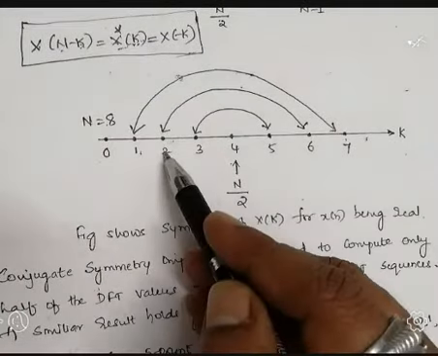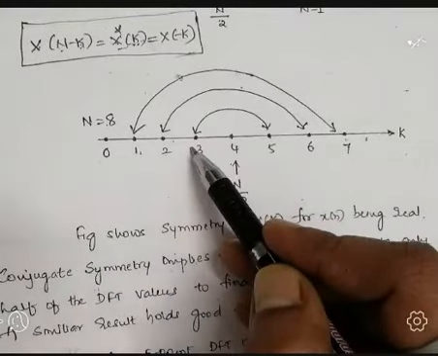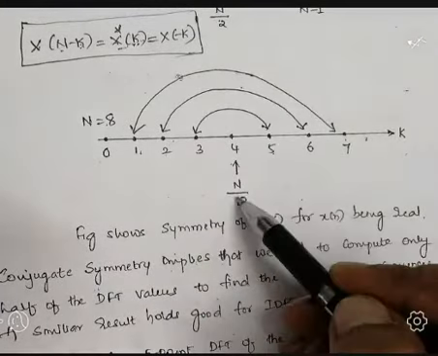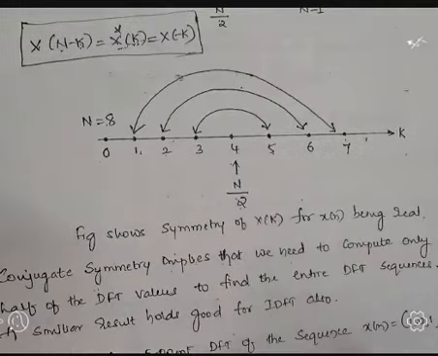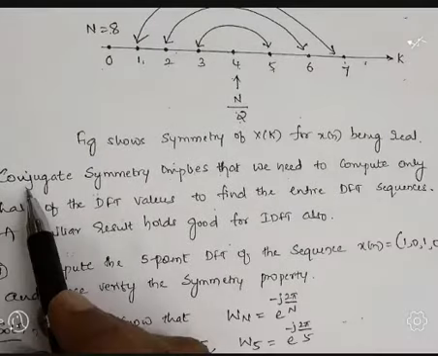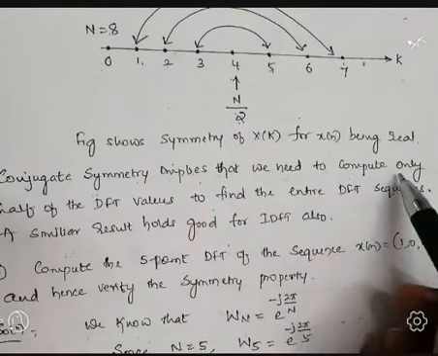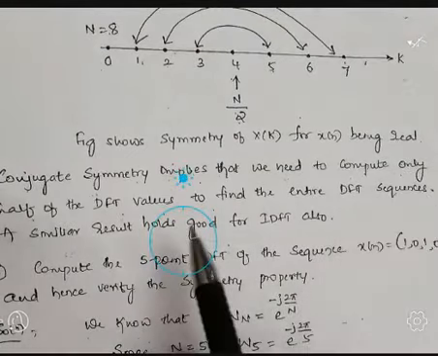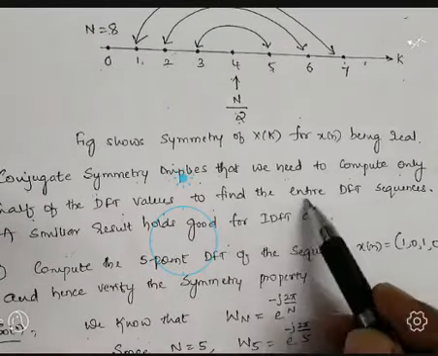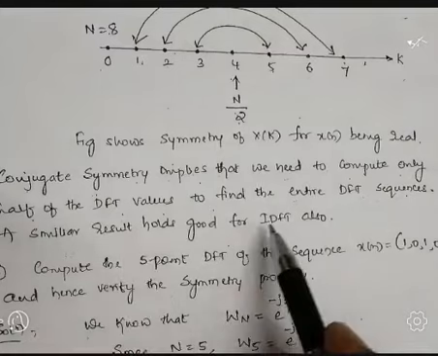The complex conjugate of x of 2 is equal to x of 6. The complex conjugate of x of 3 equals x of 5. The midpoint is 4; N by 2 is the midpoint. So from these two examples, what we can conclude, a very interesting point, is that conjugate symmetry implies that we need to compute only half of the DFT values to find the entire DFT sequence. A similar result holds good for the IDFT also.